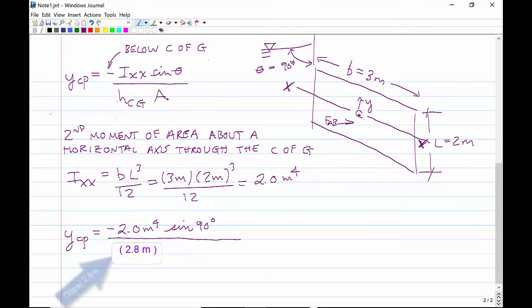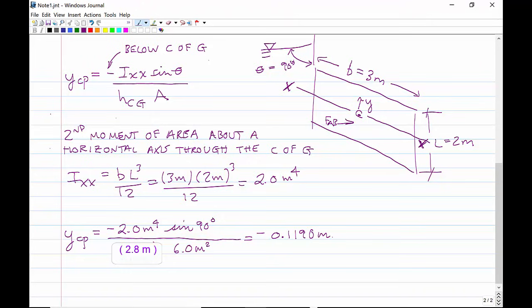And we previously showed that HCG, the depth of the centroid from the free surface, was 1.8 meters. And the area of the gate is 6.0 square meters. You can see we have meters to the fourth on the top and meters cubed on the bottom, so that's going to give you minus 0.1190 meters. So we're 0.1190 meters below the centroid.